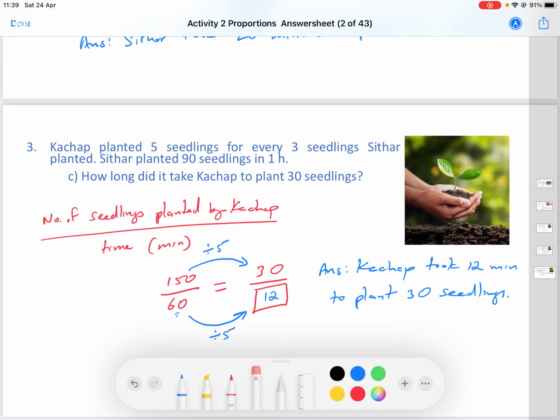So what we can observe here is, when you are writing a proportions, the ratio terms always remain same. Here the terms are number of seedlings planted by Kanchap in the numerator and time in minutes in denominator. So in the first we have number of seedlings and time in denominator. Even in the second term we have number of seedlings in the numerator and time in the denominator. Thank you.